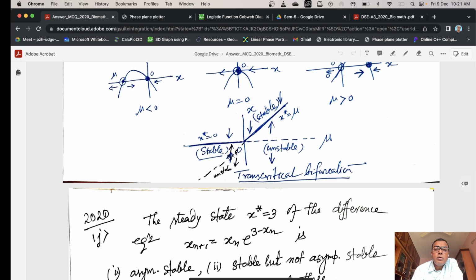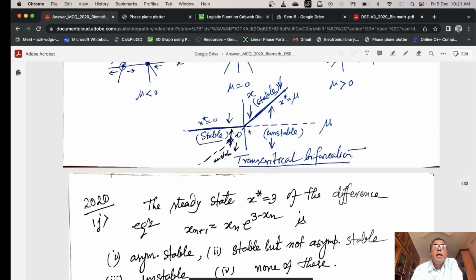this equilibrium is a stable equilibrium. So the stable becomes unstable and the unstable becomes stable. So the stability extends, that is the exchange of stability.